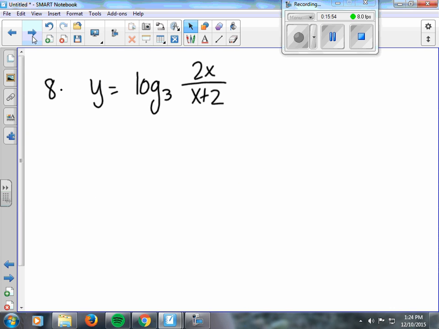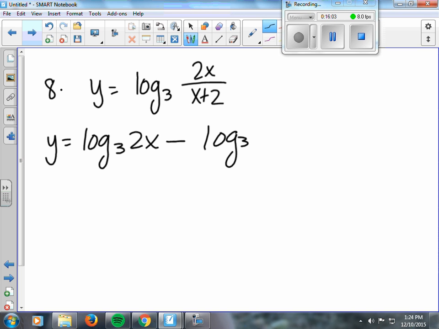All right, next question, number 8. Please use the log property on these. I mean, you don't have to, but it just makes life so much easier. And then don't use log properties where you're not supposed to. So this is all you can do. I guess this is all you should do at this point.